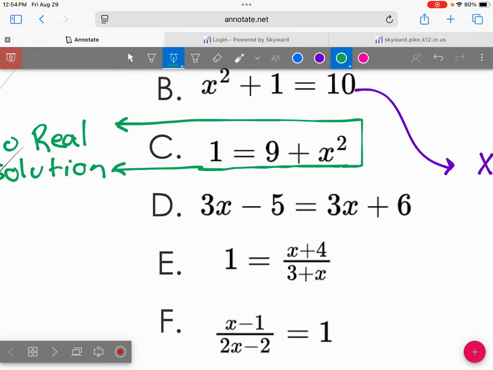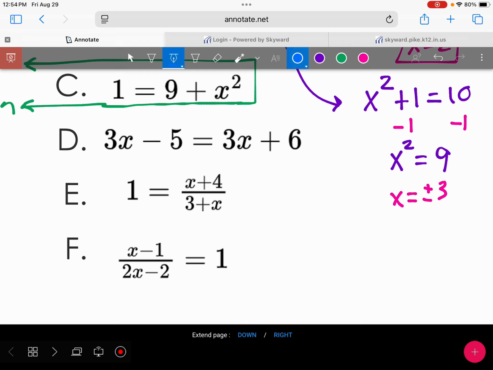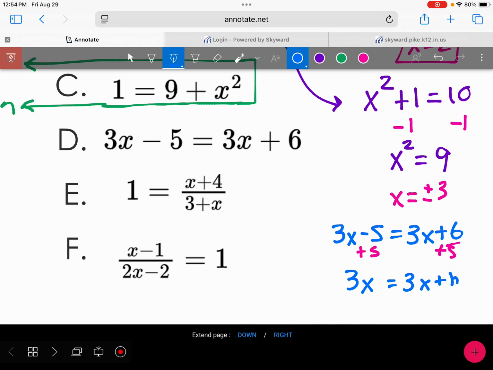You can add 5 on both sides. That's going to give us, I'll bring it down here, our 3x minus 5, 3x plus 6. I can add 5 on both sides if we want to do that. That'll give me 3x equals 3x plus 11. That's an 11. What can we do there? What do we notice?